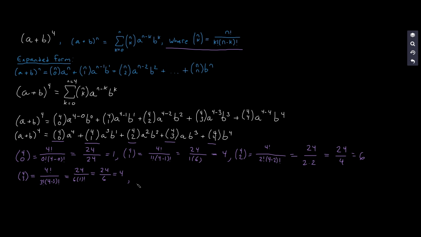And then for our final binomial coefficient, our fifth partial sum, that's going to be 4 choose 4 equals 4 factorial over 4 factorial times 4 minus 4 factorial. So this is going to equal 24 over 24 times 0 factorial. 0 factorial is 1, so this is going to be 24 over 24, which is 1. So now we have all of our coefficients.